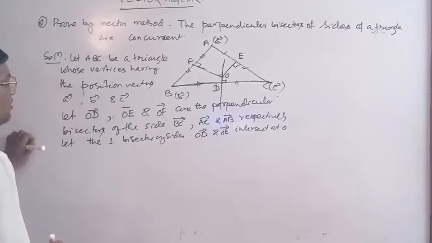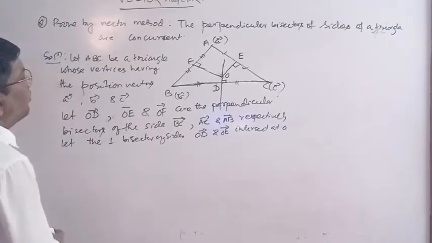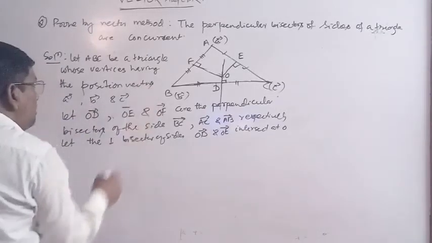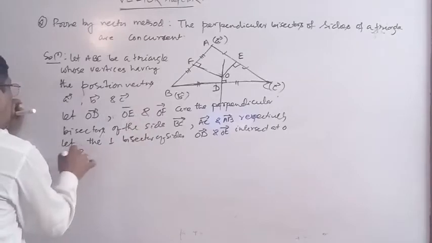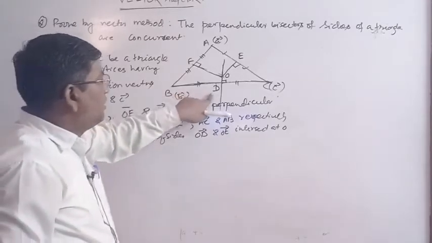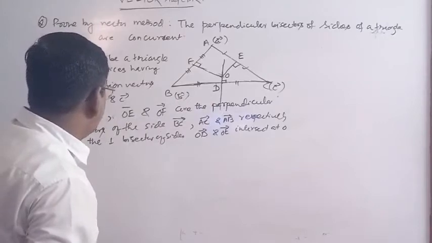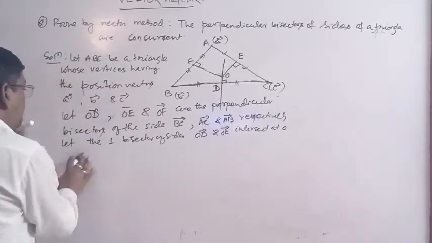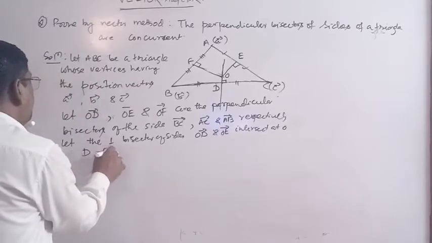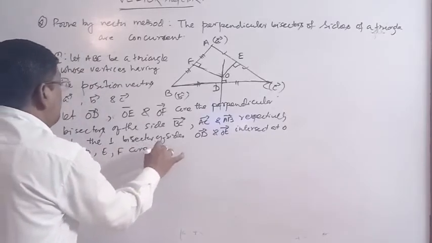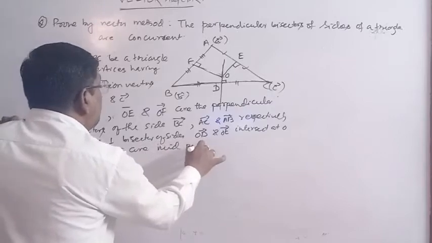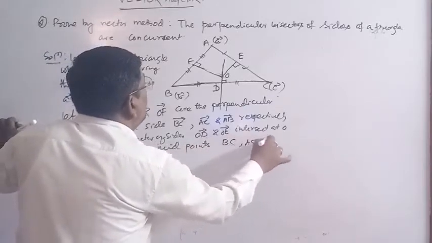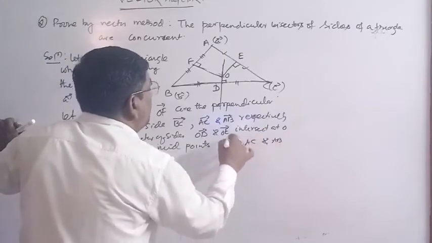This is the midpoint. What is OD? OD vector is the position vector of D. D is here the midpoint. Okay, D, E, F are midpoints of BC, CA and AB respectively.